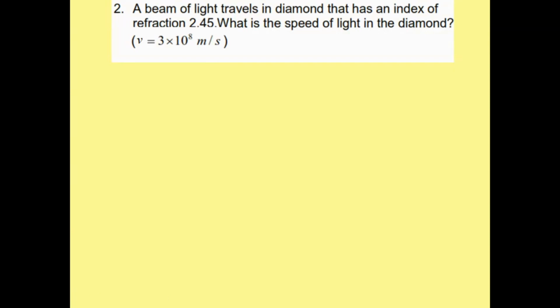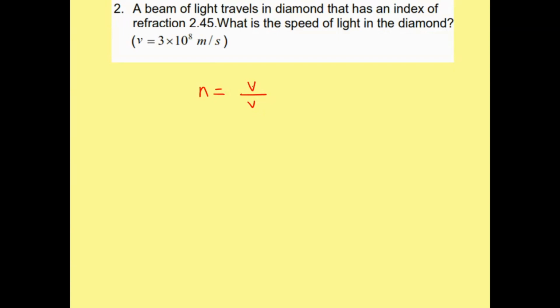Second question. A beam of light travels in diamond that has an index of refraction 2.45. What is the speed of the light in the diamond? So here the speed of the light in the vacuum is given as 3 multiply 10 power 8 meter per second. As we know the formula for the refractive index. So what is the formula for the refractive index? The refractive index formula is given by the relation n equals the speed of the light in the vacuum over the speed of the light in the medium.